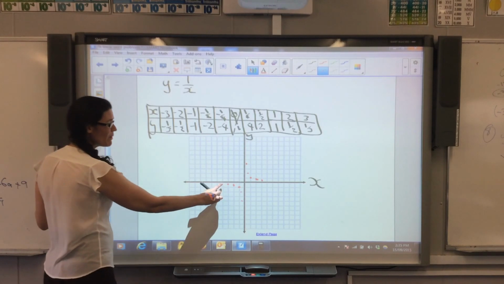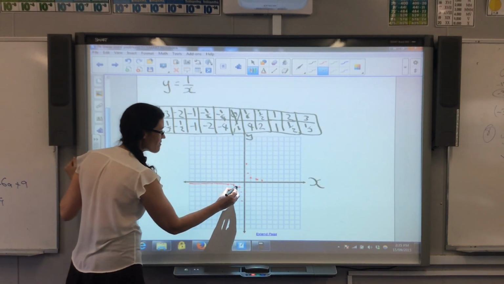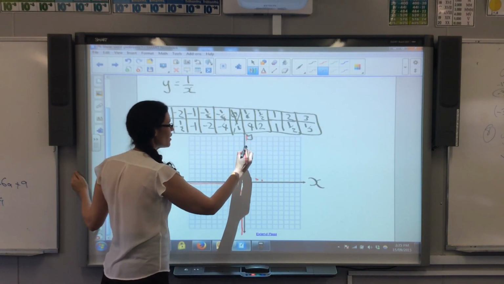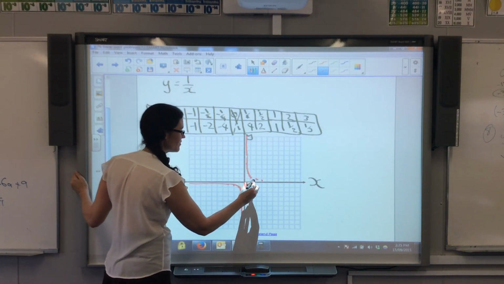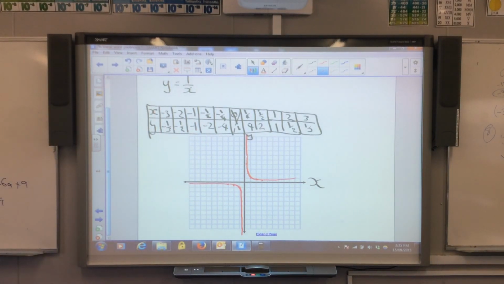Now also when I come up here, this is another asymptote. So this is kind of a weird graph. I have this curve here, and over here I have another curve. So I have two asymptotes. And that's the last shape.